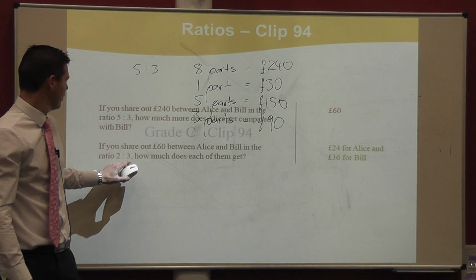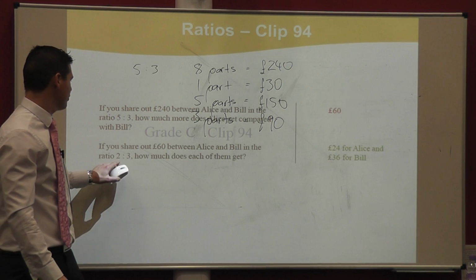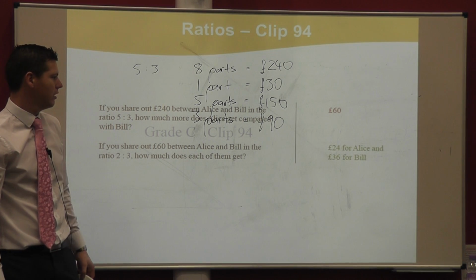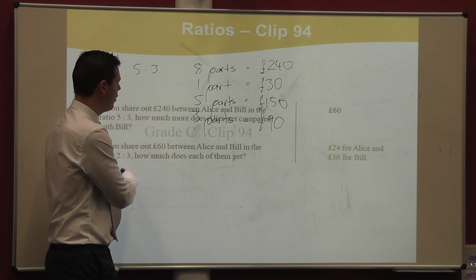In this question, if you share out 60 pounds between Alice and Bill in the ratio 2 to 3, how much does each of them get? Well, there's 5 parts in total.